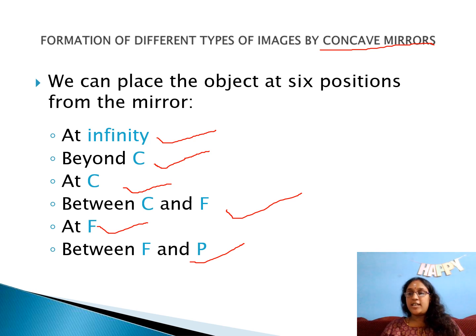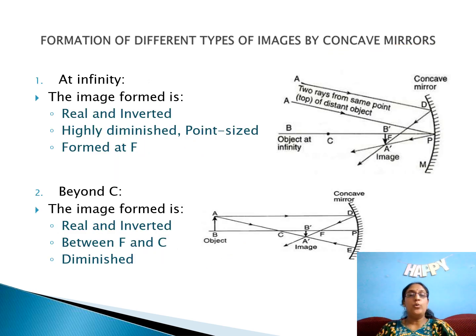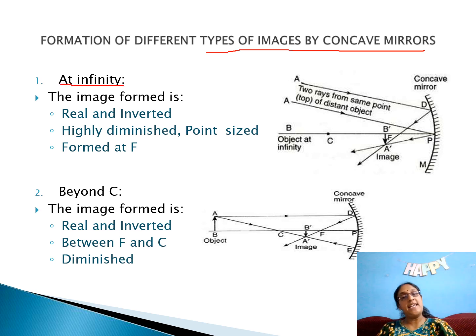Now we are going to see the formation of different types of images by the concave mirror. In the previous slide, I showed you the six positions, so we are going to see each one separately. What will be the first? An object which is placed at infinity. I don't know where the object is, whether it is 5 centimeters, 10 centimeters, or 15 centimeters. I just don't know. You know it from the meaning of infinity. It is somewhere, and I cannot predict it, right?